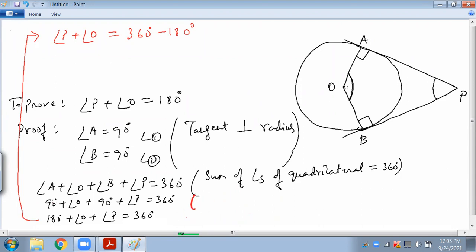Instead of A, we have put 90. Instead of B, also we put 90. So we have put the values from 1 and 2. Then we're going to find P plus O. So leave P plus O and take this 180 to the other side. So P plus O will be equal to how much? 180. And that is what your answer shows.